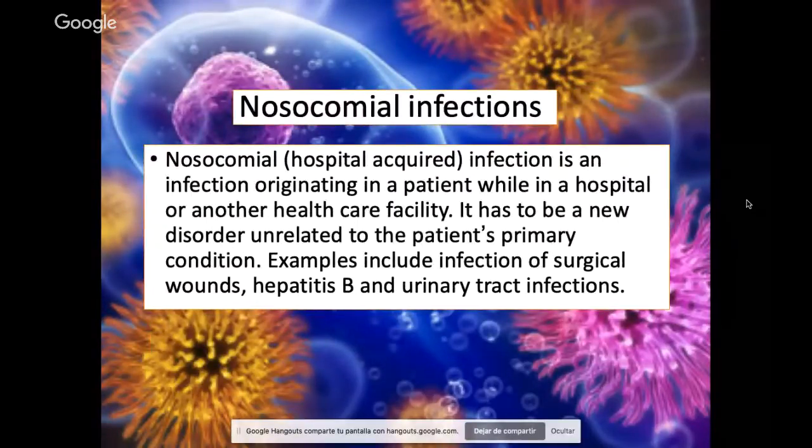On the other hand, nosocomial infections are hospital-acquired infections. It is an infection originating in a patient while in a hospital or another healthcare facility. It has to be a new disorder and unrelated to the patient's primary condition. Examples include infection of surgical wounds, hepatitis B, and urinary tract infections.